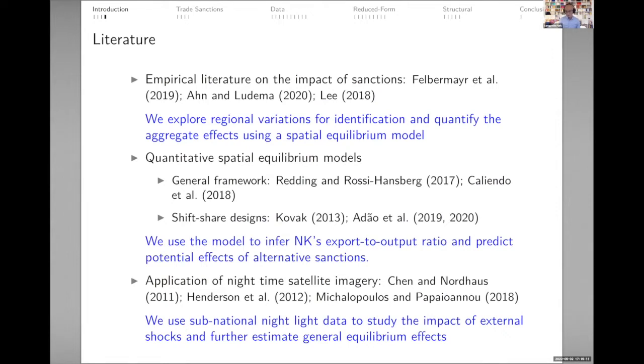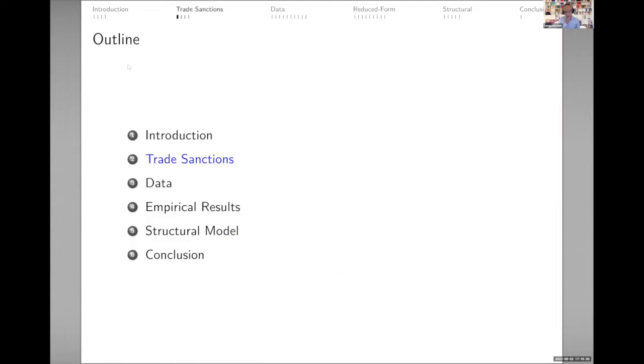Finally, we also joined this larger literature that uses nighttime satellite images to try to understand and predict some important economic measures. So we're going to follow that and use subnational nightlight data to study the impact of an external shock on the local economy. Okay, so for the rest of the talk, I'll provide a brief background about the trade sanctions and then talk about data and focus on providing the reduced form estimates. For the structural model, I'll just provide a brief overview and some of the implications and estimates that come out from that structural model.